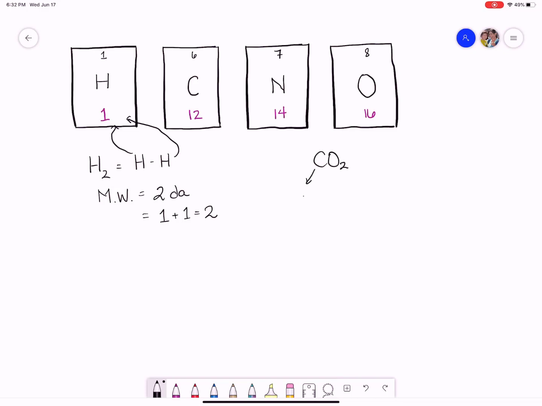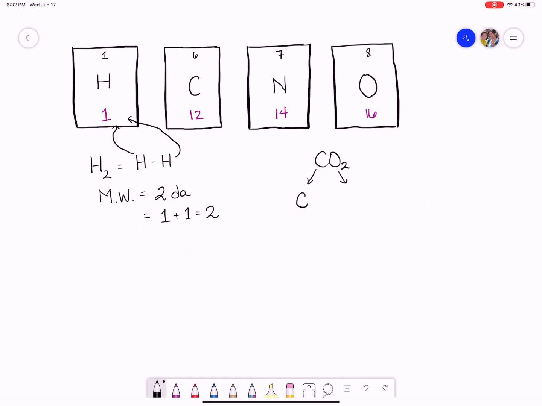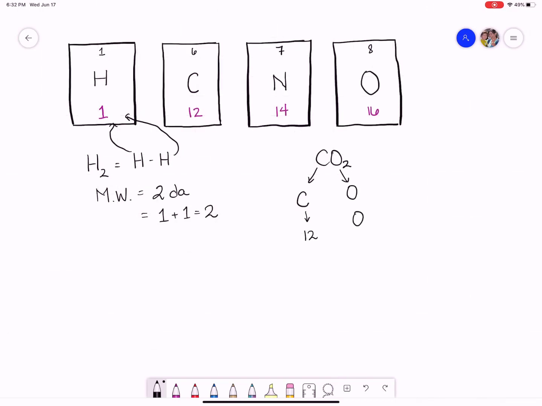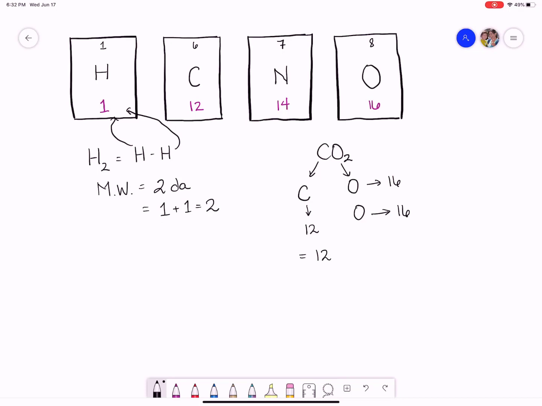Let's look at the molecular weight of carbon dioxide. Carbon dioxide has a single carbon atom. The molecular weight of carbon is 12, and then it has 2 oxygen atoms. The molecular weight of oxygen is going to be 16, so it's 12 plus 2 times 16, and that's the molecular weight of carbon dioxide.